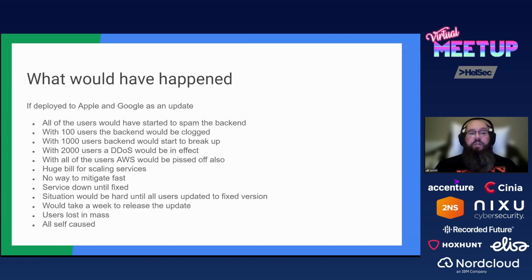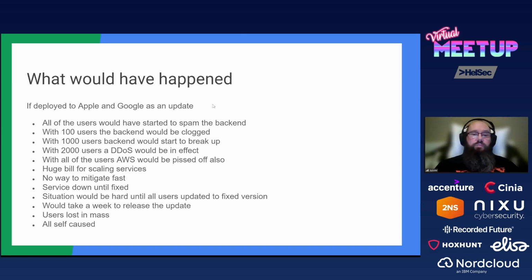But what would have happened if that update would have been deployed to Apple and Google as an update? All of the applications distributed to the users would have started to behave like that. And if one user already lifts the one endpoint to the level of the big boys of the endpoints, and we can detect it with the 100 user, the backend would start clogging up. The responses would take time.